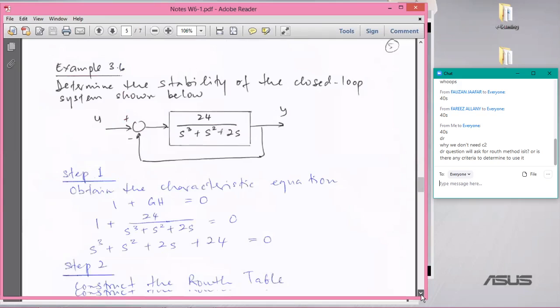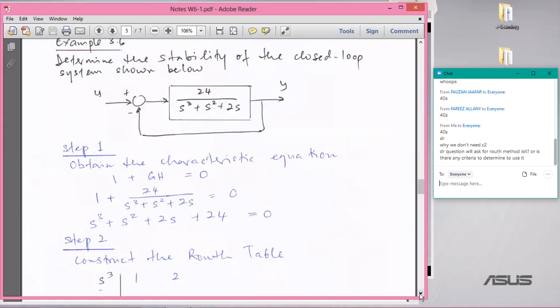Now this is example 3.6, a typical question in your exam. In the process of being too eager to construct the Routh table, you just take s cubed plus s squared plus 2s equals 0, and then you go on from there. No, don't make that mistake. First, obtain the characteristic equation, which is 1 plus GH equals 0, and then construct your Routh table.